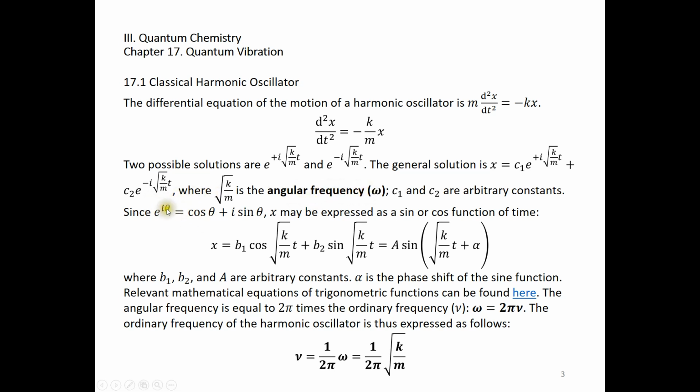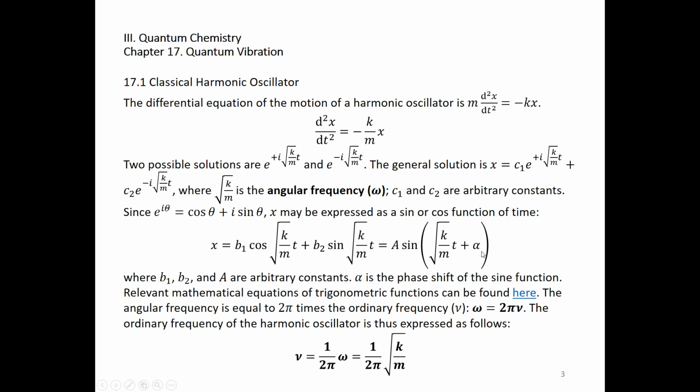And because e to the power of i theta can be expressed as cosine theta plus i times sine theta, x can be expressed as a sine or cosine function of time, or a combination of these two. So x is a combination of a cosine function and a sine function of the square root of k over m multiplied by t. We can combine these two to form another sine function or cosine function. Here I'm showing a sine function. We just need to add an initial phase, alpha. So when time is 0, x is A times sine alpha.